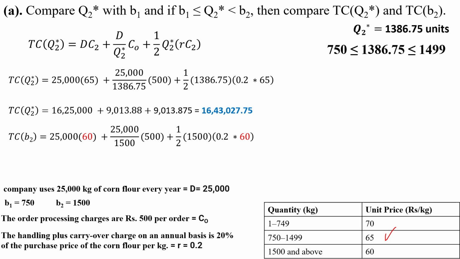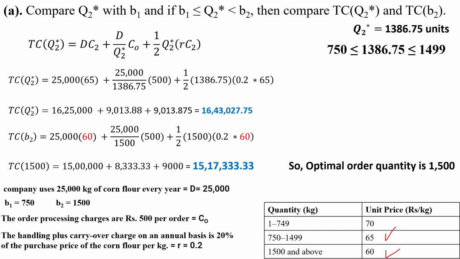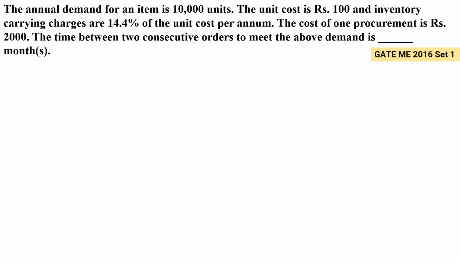So the B2 quantity is 1500. At the B2 quantity, unit price is 60 rupees. Then total cost will become 15,17,333.33. So among these two, the lowest cost is at the price of 60 rupees for the quantity of 1500. So the optimal order quantity is 1500. Let's see the next question.